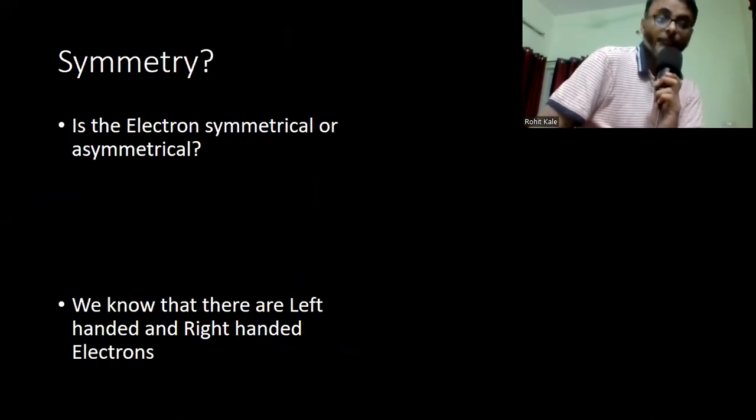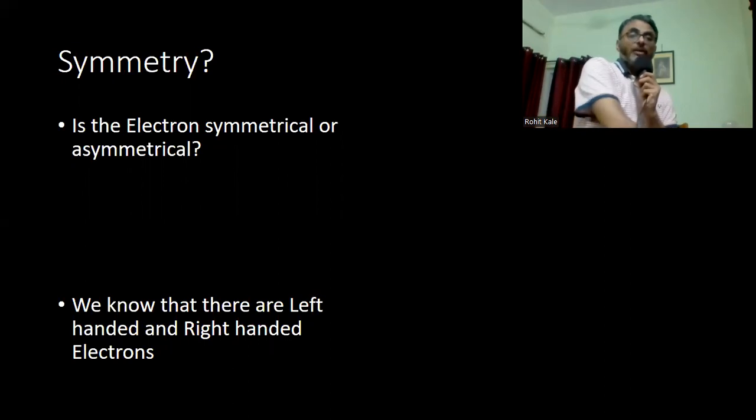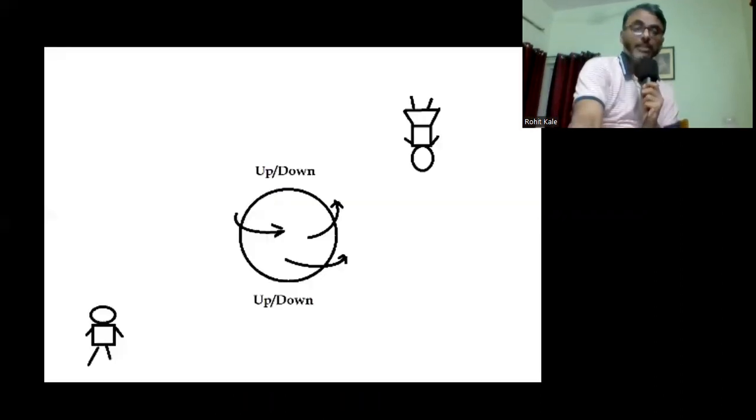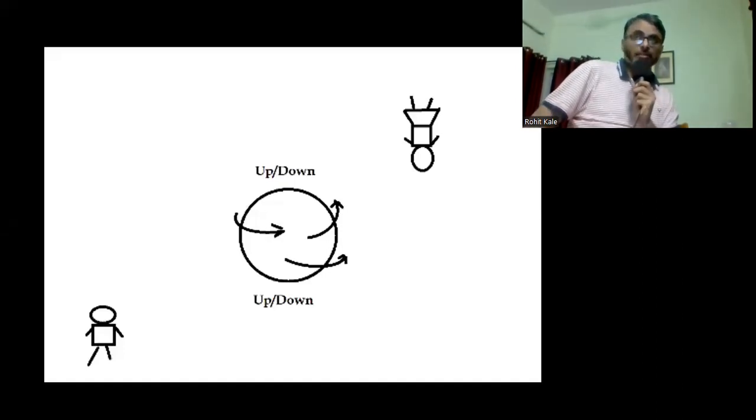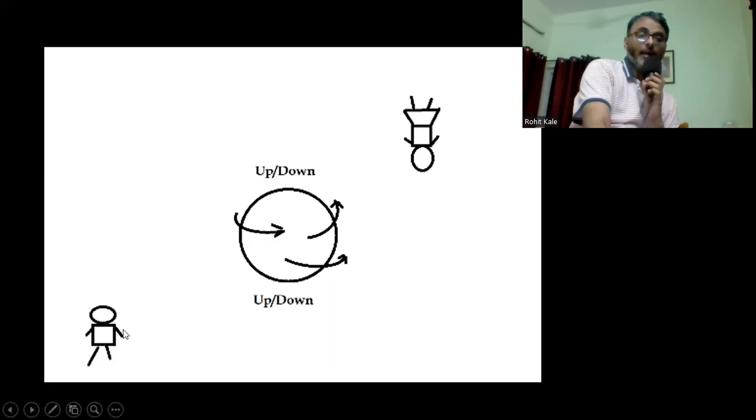So what about symmetry? Is the electron symmetrical or asymmetrical? We know that there are left-handed electrons and right-handed electrons. So if the ENA lattice is spinning, is the ENA lattice symmetrical or not? For understanding that, we have to look at this example, or basically thought experiment. Let this be Alexander and this be Alexandria. The electron is spinning in this particular direction. For Alexander, up is this and down is this. But for Alexandria, up is this and down is this.